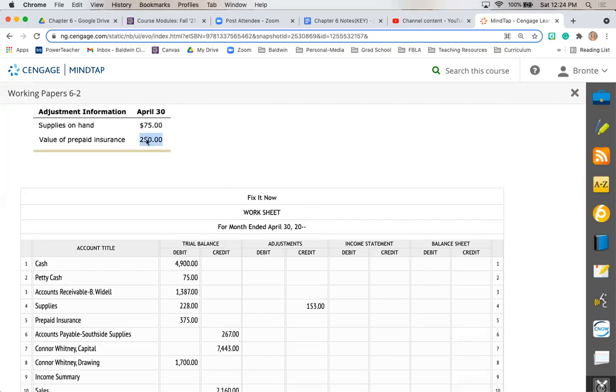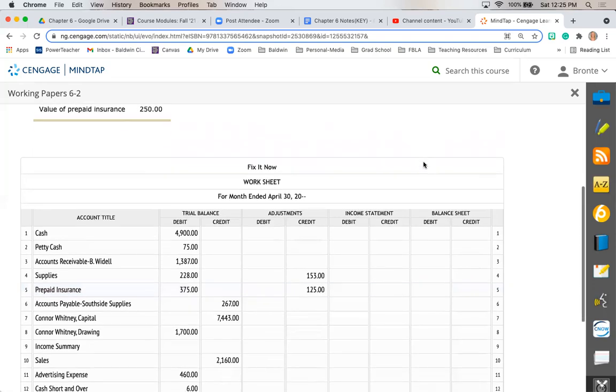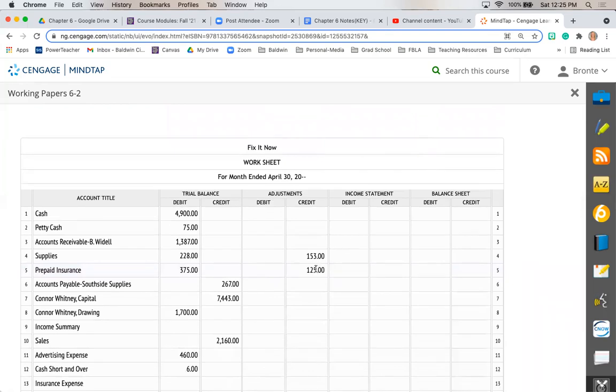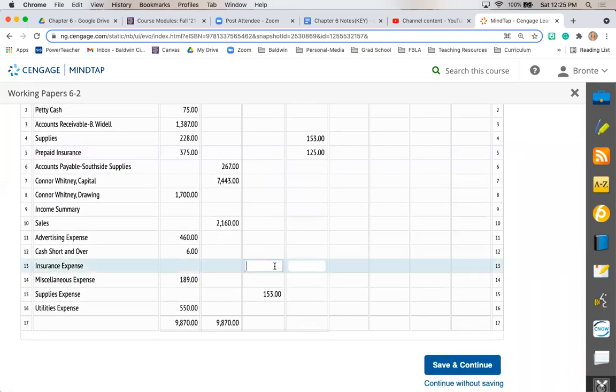Next is the value of prepaid insurance. So I started with $375 worth of insurance. I now am months later, and it is only worth $250. So I need to update that adjustment. So 375 is what I started with. I'm going to subtract out 250, which is what it is worth now. And we can see that those two equal 125, meaning I've already used $125 worth of that insurance. So that's my credit to prepaid insurance. My debit is going to go to insurance expense for $125.